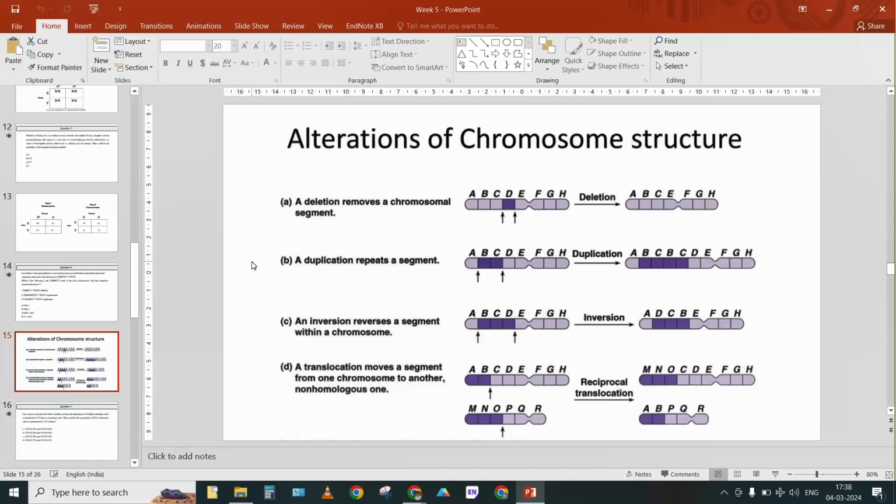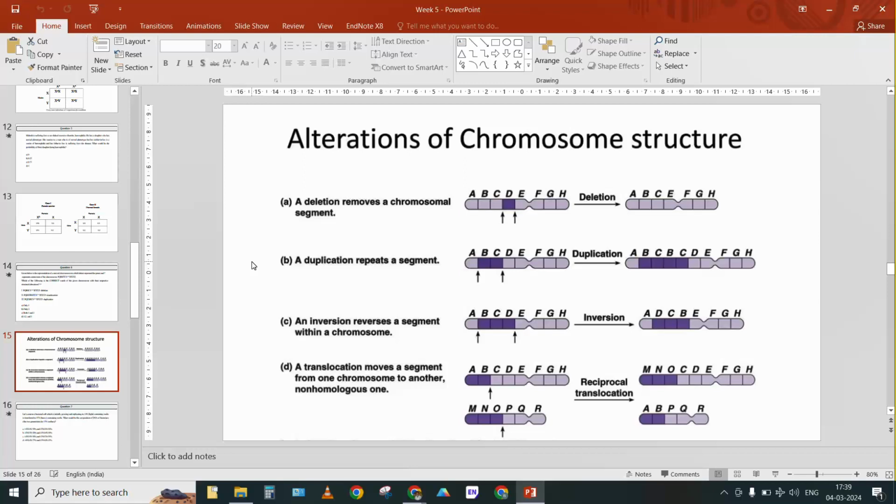Alteration in chromosomal structures refers to changes or abnormalities that occur in the arrangement, size, or number of genetic material within a chromosome. These alterations can result from various genetic processes, including mutations, errors during DNA replication, or exposure to certain environmental factors. There are several types of alteration in chromosome structure, each with its own characteristics.